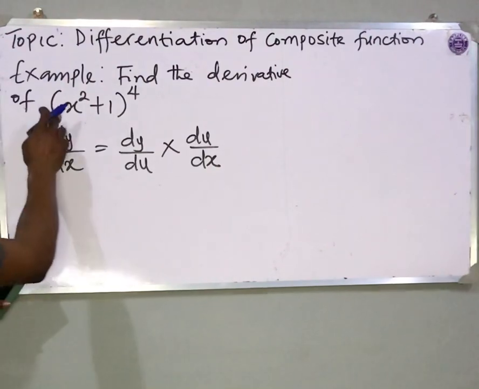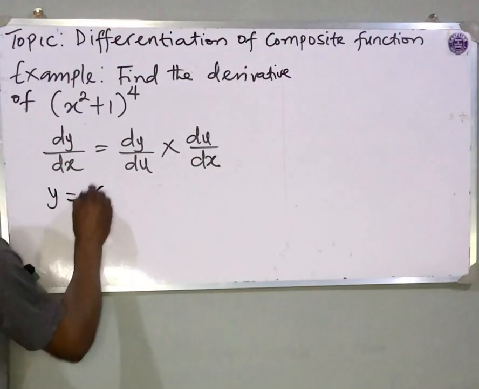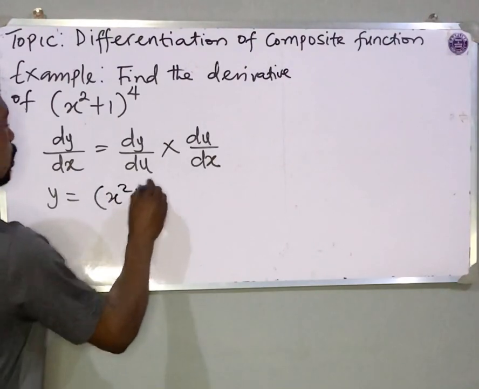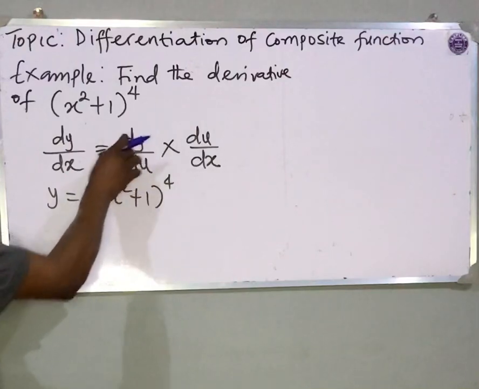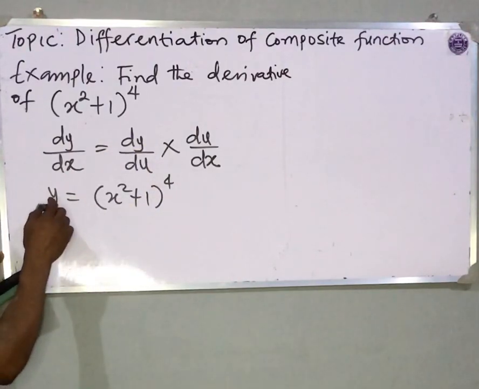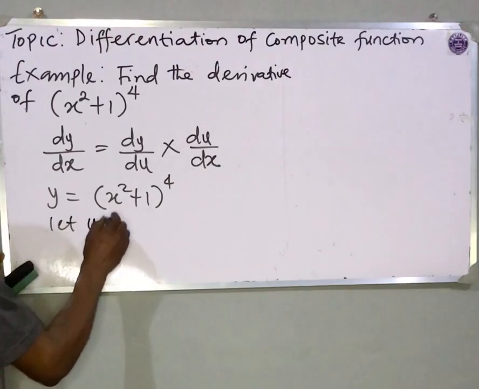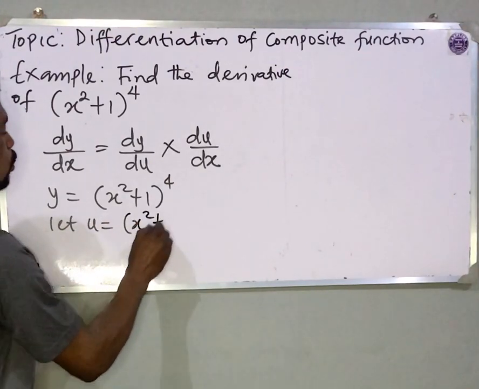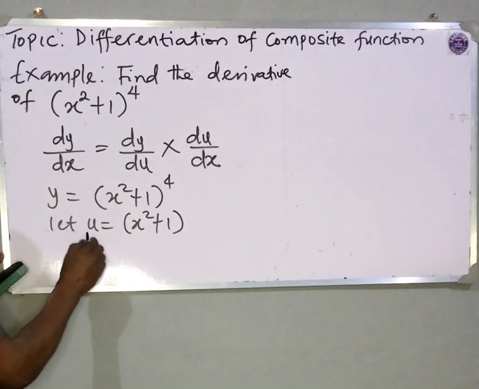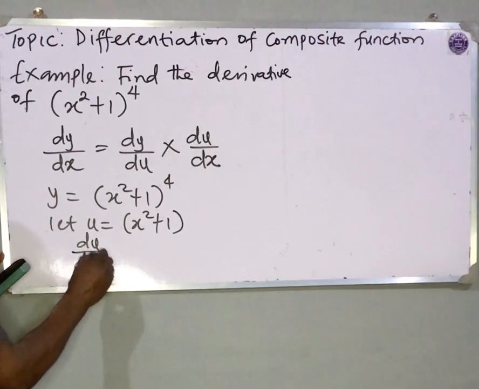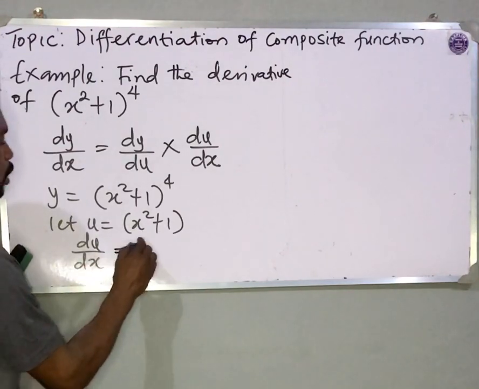Now, if the function is x squared plus 1 all raised to power 4, we can say y equals x squared plus 1 all raised to power 4. Now, let's find the dy over du. Before we find the dy over du, we'll let our u be equals to x squared plus 1. Now, if u is this, we can find the du over dx. So that means we're differentiating u with respect to x. We do that here, I'm going to get 2x.